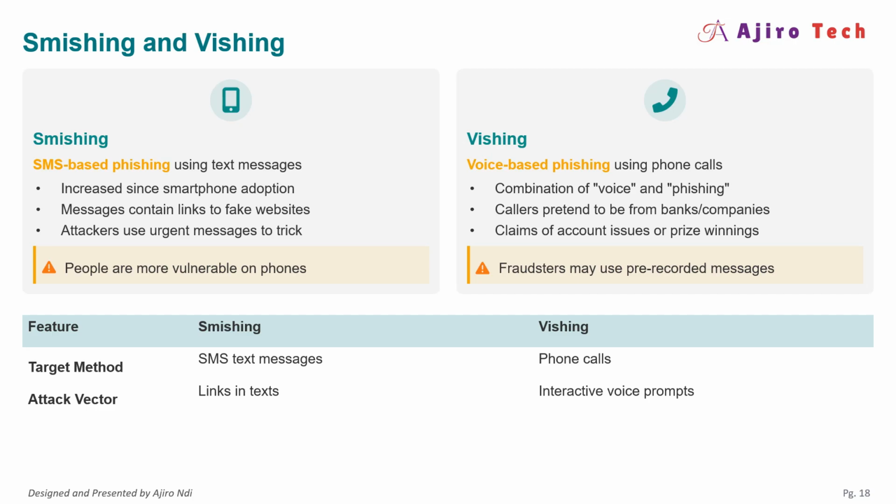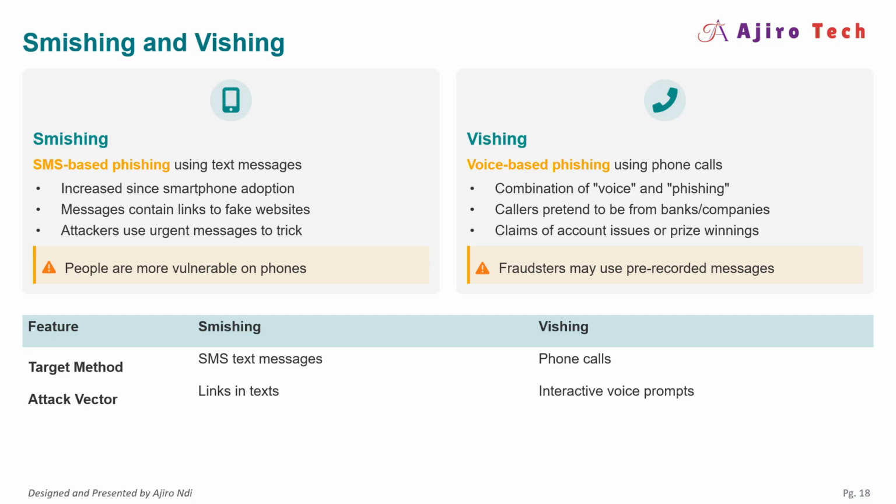The major difference is that when it comes to smishing, it uses what we call SMS, right? Text messages are being sent, okay? And this message that is being sent contains links, phone numbers, and this smishing has increased over the years because of the increase of smartphone adoption.